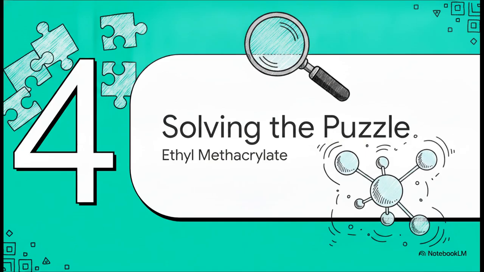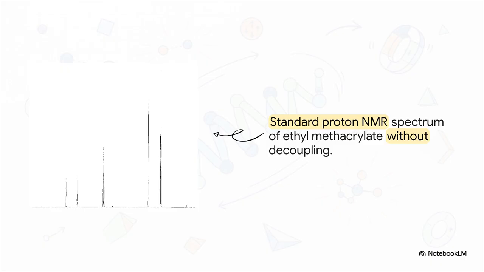Let's apply this detective work to the ethyl methyl methacrylate mystery. Take a look at this baseline. This is the standard proton NMR spectrum of ethyl methyl methacrylate. It's crowded, right? We've got distinct peaks. But just looking at this 1D trace, the actual 3D geometry of those alkene protons is completely ambiguous. We know the atoms are there, sure, but are they pointing toward the methyl group or away from it? Standard through-bond coupling leaves us guessing.